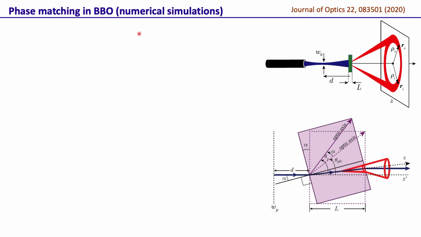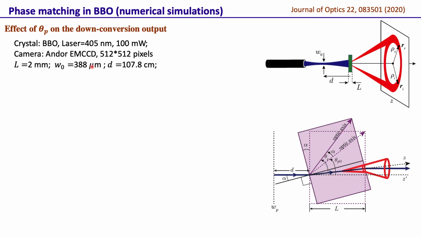Okay, now let's look at some numerical simulations of phase matching. This is to give some intuitive feeling of what we actually see in the lab as far as this phase matching and the production of down converted photons are concerned. So here I'm doing this with realistic parameters. We have a beta barium borate crystal and a 405 nanometer laser with 100 milliwatt of power. I'll show some experimental results as well.